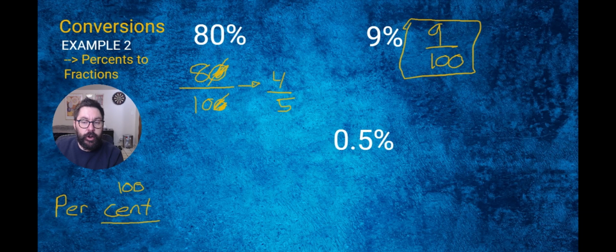Over here we have 0.5%. So this one gets a little bit trickier in that, I mean, we could write we have 0.5 over 100. Nothing wrong with that, but I know some people, especially teachers, don't really want decimals in your fractions.